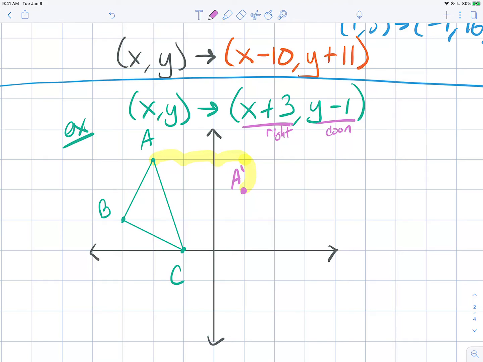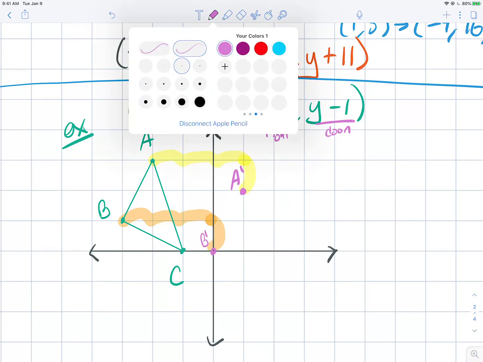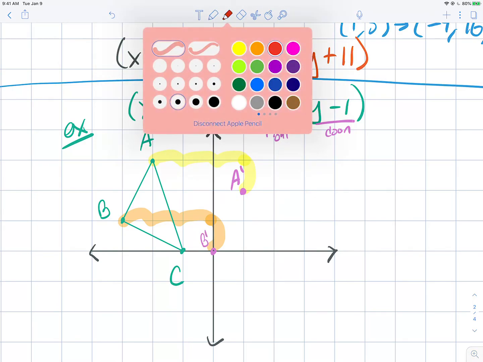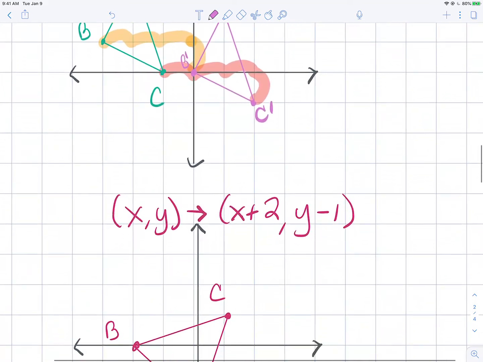So remember that we have to put the prime notation because that is saying that is where it moved to. Now I'm going to do the same thing with the next coordinate. So if I move right 3, so 1, 2, 3, and down 1, this is now B prime. And with my very last corner, my C, I'm going to move right 3, 1, 2, 3, and down 1. And here is C prime. So now, if I connect my points to recreate my triangle, I have now moved my triangle right 3 and down 1.